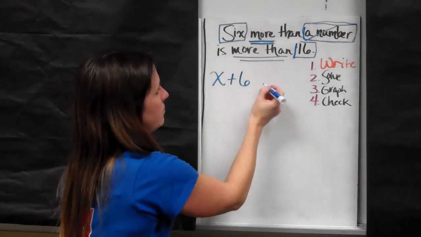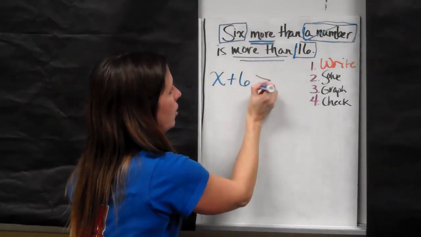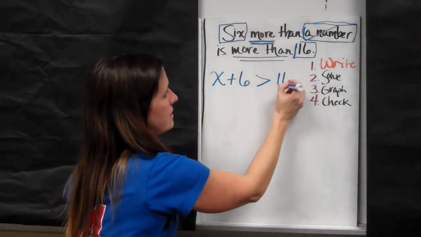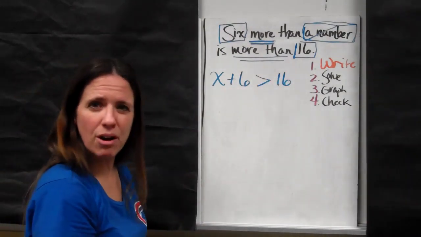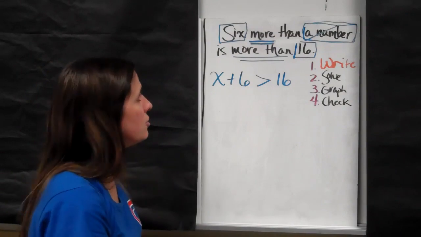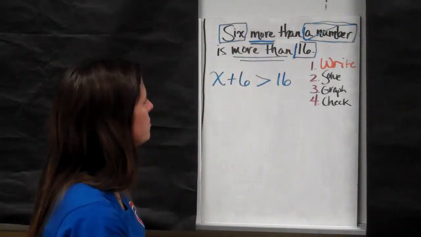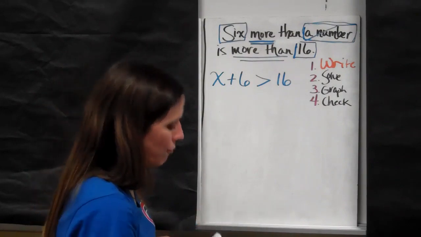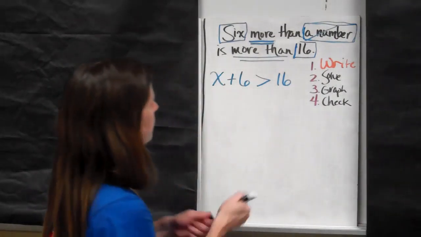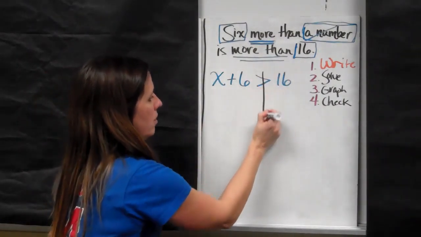Is more than, so that would be greater than, and then our 16. These are a little bit harder to do, and it'll take a little time to get used to picking them apart and using those keywords. All right, now we're ready to solve, graph, and check. So let's do the solve. Draw the wall.